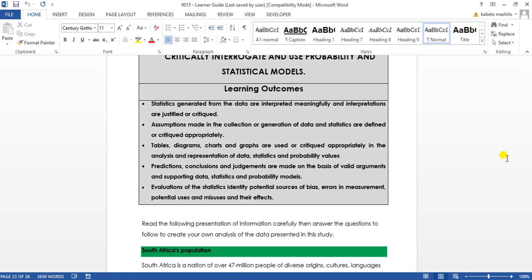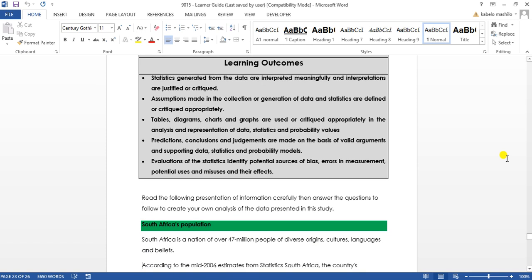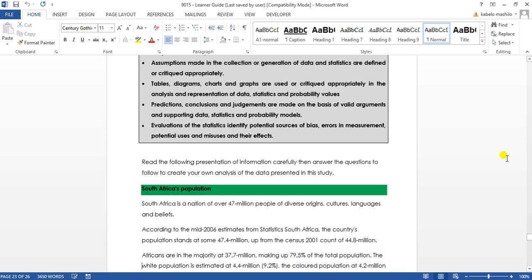Predictions, conclusions, and judgments are made on the basis of valid arguments and supporting data, stats, and probability models. Evaluation of the stats identifies potential sources of bias, errors in measurement, potential uses and misuse, and their effects. This you'll read on your own.